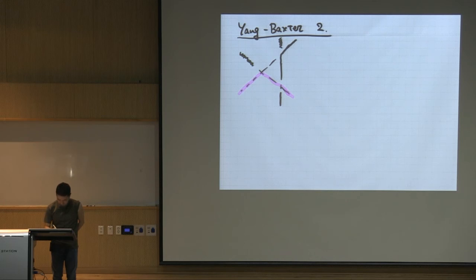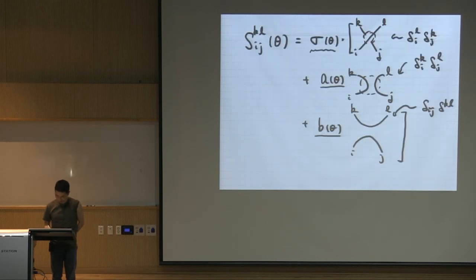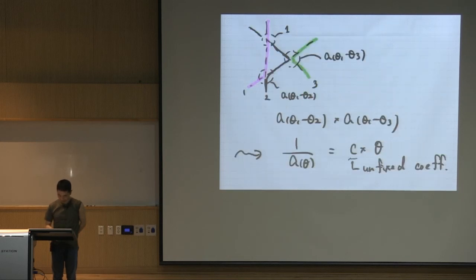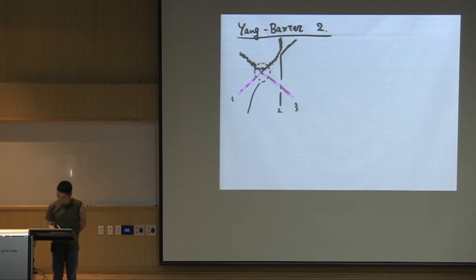Like this, and 1, 2, 3. And so now I have some different type of scattering here. And this is precisely B-type scattering, B-theta scattering. So in this way, I can get some information about B's. So I have some B of theta 1 minus theta 3 times A of theta 1 minus theta 2, which comes from here.